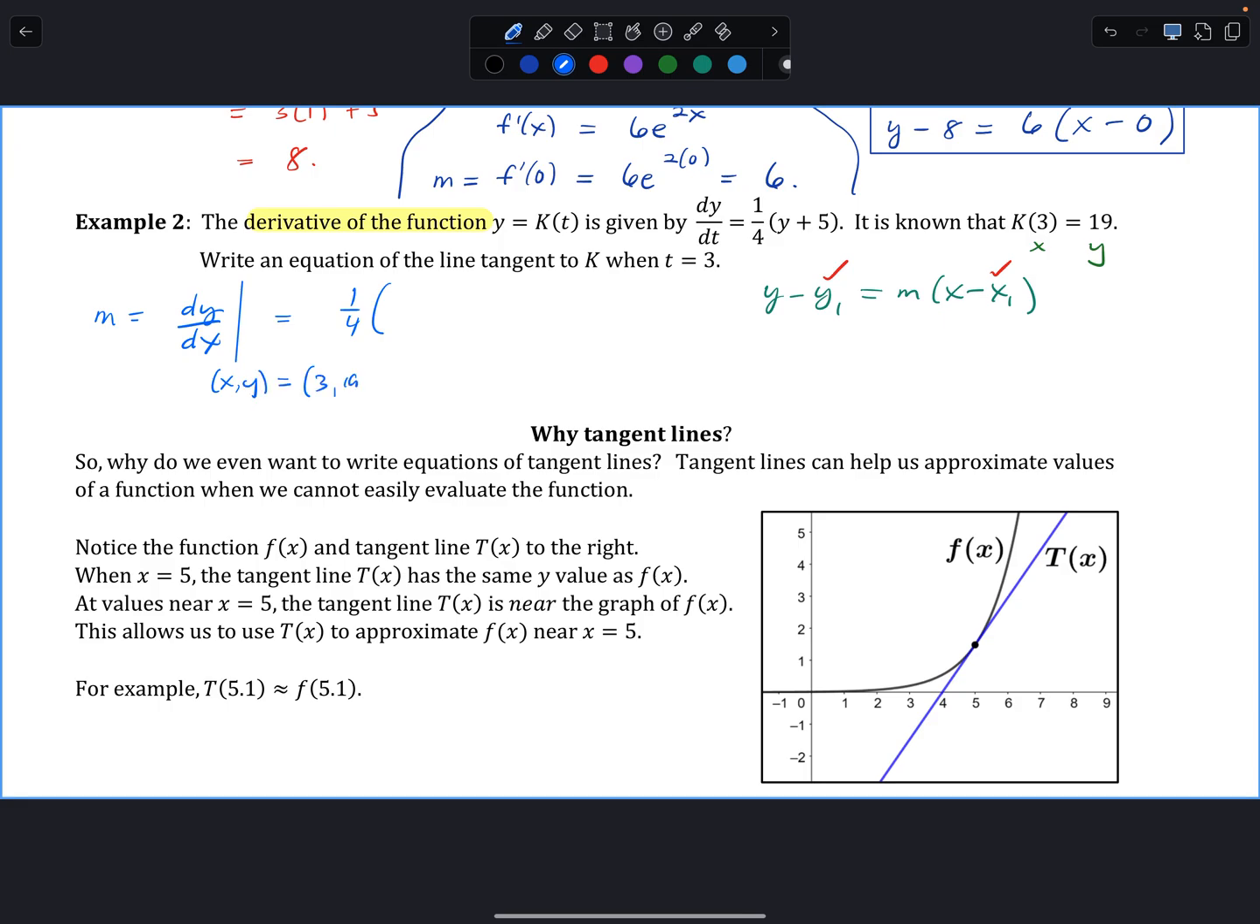I'm going to plug in 19. What's 19 plus 5? 24? 1/4 of 24? Which is 6. Okay, so my tangent line is going to be y minus 19 is equal to my slope times x minus 3.